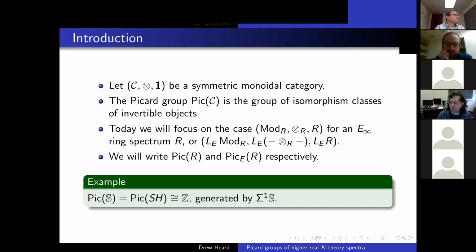Okay, so what's the first example? Well, for our ring spectrum, we can just take the sphere spectrum. So this will be modules over the sphere spectrum, which will just be the Picard group of the stable homotopy category itself. And we know that for every sphere S^m, I can always find S^(-m). When I tensor them together, I just get the unit. And so this gives a Z summand in the Picard group, and it turns out that this is all there is. So it's just a copy of the integers. So it's kind of boring, I guess.